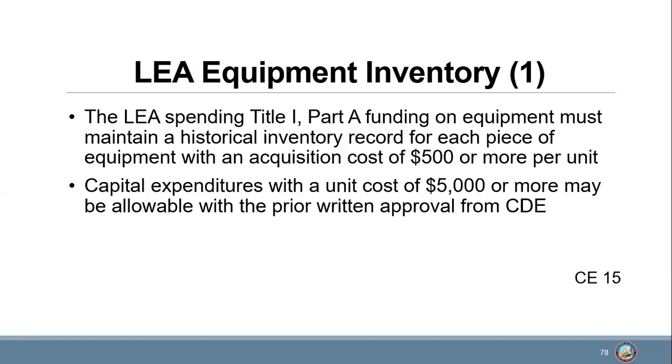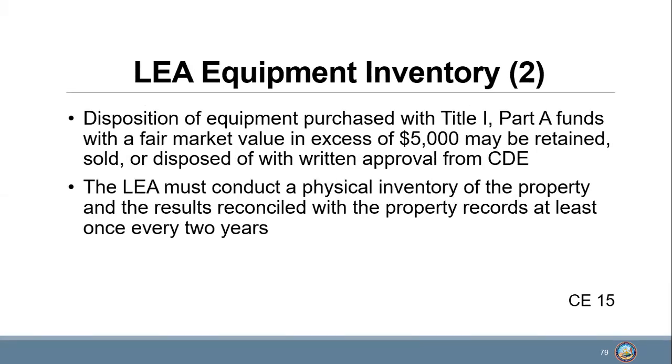The second bullet talks about something that happens once in a while. For that, not only do you need to keep an inventory, but prior to purchasing anything that costs $5,000 with Title I funds, you need a prior written approval from CDE. Straightforward. Again, $5,000 for a site using Title I funds is a large amount. So just like for purchasing that item, you need a prior approval. If that item is no longer useful to you for whatever reason, and you want to discard it, you need the same sort of approval from CDE.